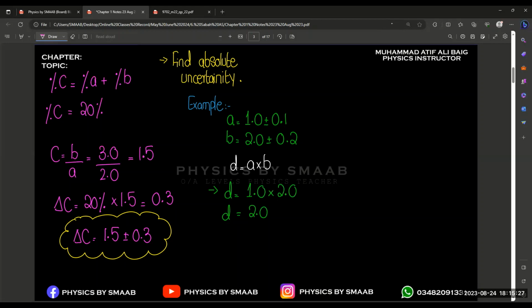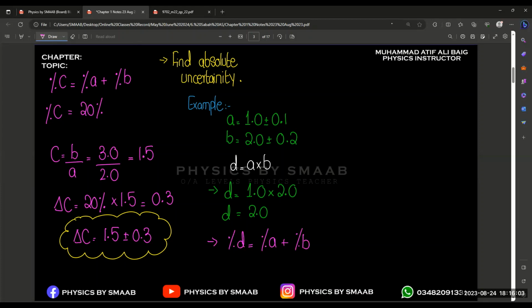So again, we are going to follow this scheme, that percentage error in D will be equal to percentage error in A plus percentage error in B. So again, we need to calculate the percentage error in A, percentage error in B, and then find the sum of their total error. And then finally, we include that value with the original value 2.0.